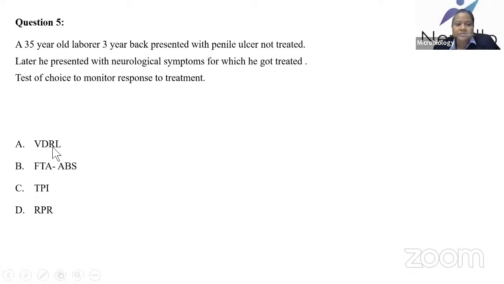Suppose in this question VDRL was not there, right? And RPR was there. RPR is also one of the non-specific tests for syphilis. So suppose VDRL was not there and RPR is there, then we will go for RPR. Since VDRL is there, VDRL is the test of choice for monitoring of treatment for syphilis. So the answer here is VDRL, that is Venereal Disease Research Laboratory test, right?